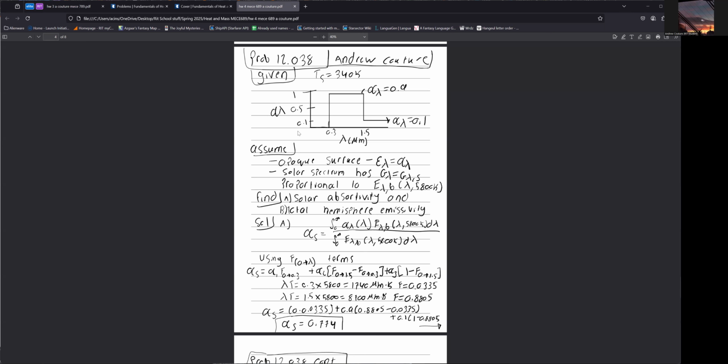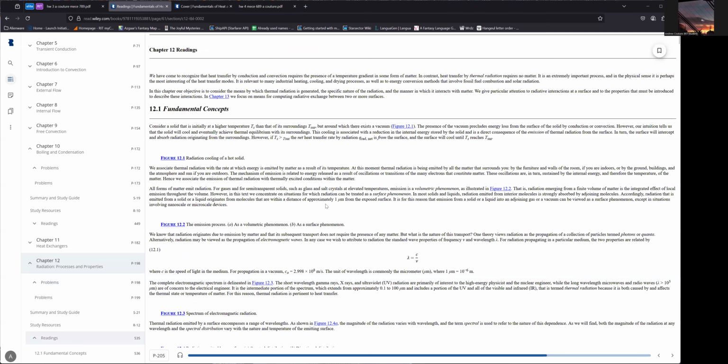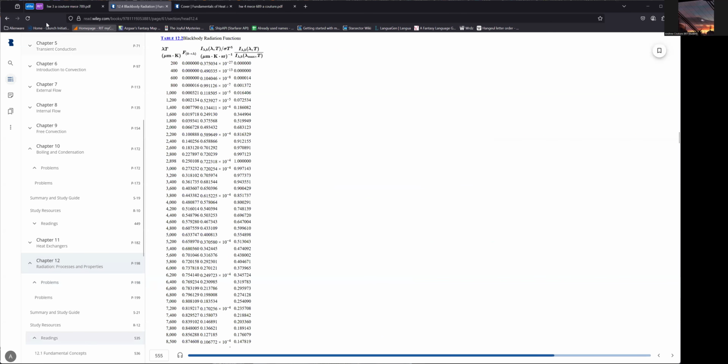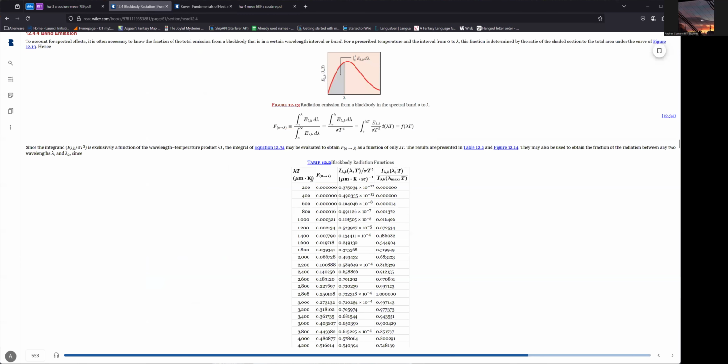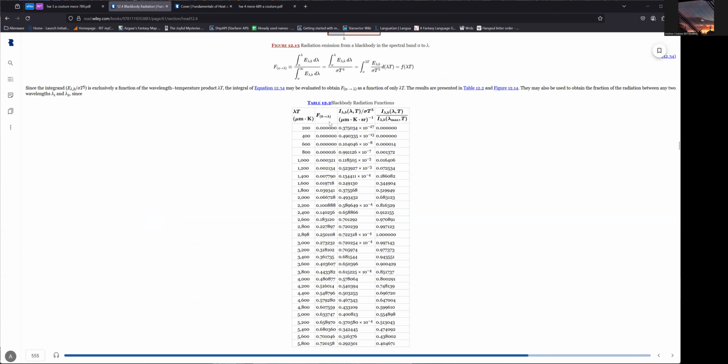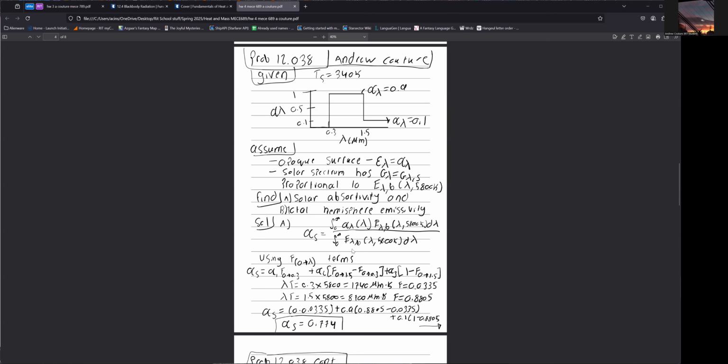Now, for the absorptivity, it's this equation right here, this alpha S. This can be way more simplified by using Table 12.2 in the book, where you will see this chart. This chart is very helpful in solving this, as it essentially lets us not do an entire integral, or a series of integrals possibly.